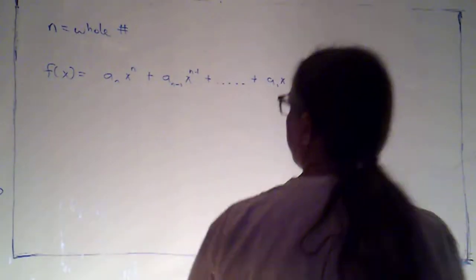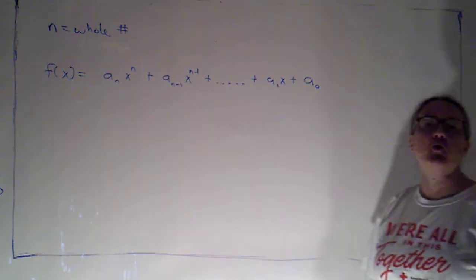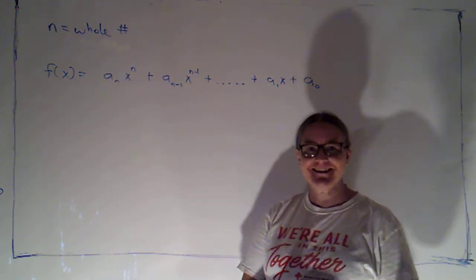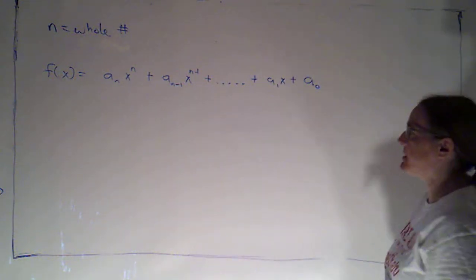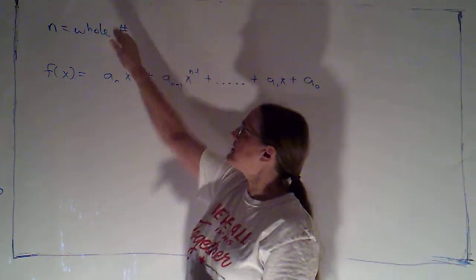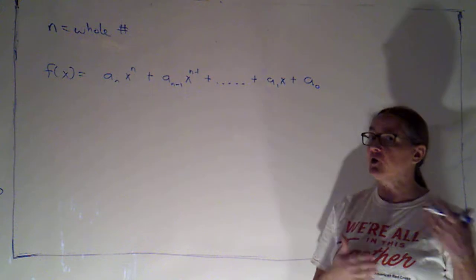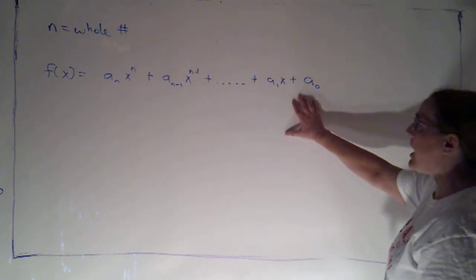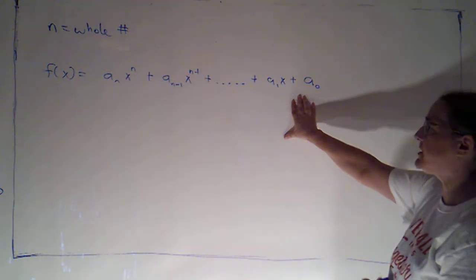Generic form of a polynomial up here on the board. I said previously a polynomial was going to be a sum of constants and power functions, and that's what this amounts to. If we say n is a whole number, now that just means it's either a positive integer or 0, okay? Then we can say a polynomial function is going to look like so.